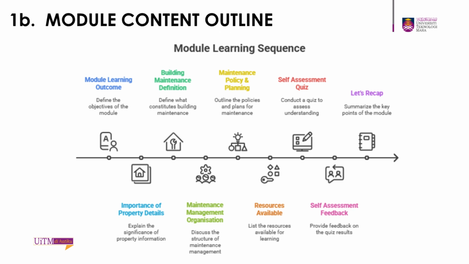1B. Module Content Outline, Module Learning Sequence, Module Learning Outcome. Define the objective of the module. Importance of property details. Explain the significance of property information. Building maintenance definition. Define what constitutes building maintenance. Maintenance Management Organization. Discuss the structure of maintenance management. Maintenance policy and planning. Outline the policies and plans for maintenance.